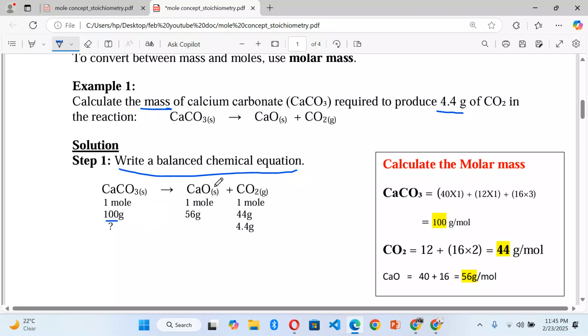Then, because calcium oxide is not our emphasis, we are going directly to carbon dioxide, because in the question we are asked to calculate the mass of calcium carbonate required to produce this much carbon dioxide. So our main emphasis is on calcium carbonate and carbon dioxide gas. That's why I put the question mark here. This is what we're looking for. And for carbon dioxide, they said what was produced is 4.4 grams. So after this step, we can interpret. Let's look at our second step.